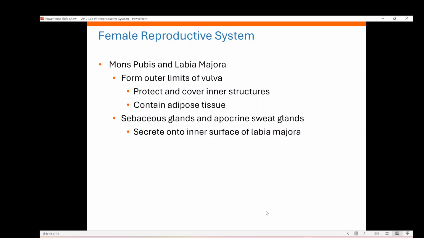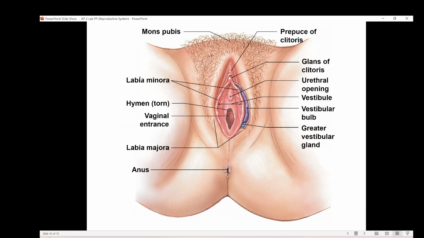The last part of the external genitalia, above the pubic bone, we have a little bit more adipose tissue. Right here, a little bit more adipose tissue. This is known as the mons pubis. And then extending down from there are two larger folds. This does contain adipose tissue, and you can see pubic hair right here, adipose tissue and pubic hair.